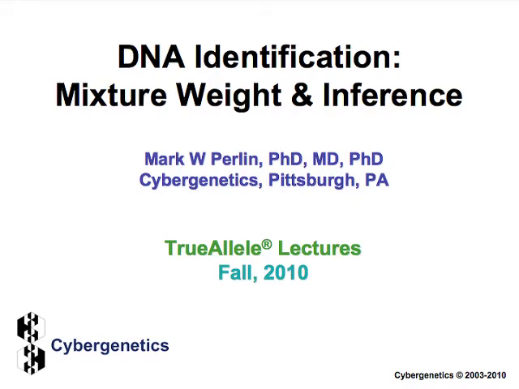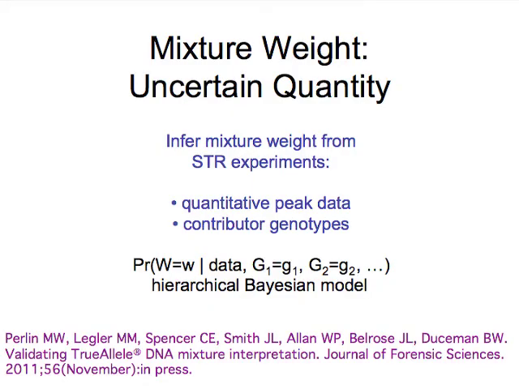Mixture weight is a very good example of Bayesian inference and modeling. We'll take a close look at it in this talk. Next slide. Mixture weight is an uncertain quantity in the STR experiment that can be very well modeled as a random variable. We can infer the mixture weight from the STR experiment data.